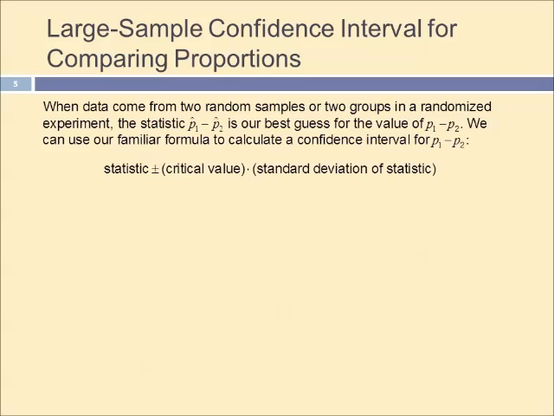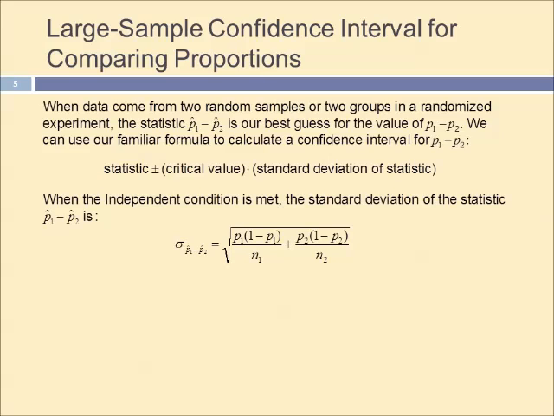So when the data come from two random samples or two groups in a randomized experiment, the statistic P hat 1 minus P hat 2 is our best guess for the value of P1 minus P2. We can use our familiar formula to calculate a confidence interval for the difference between population proportions. That is the statistic, the sample value, plus or minus the critical value times the standard deviation of the statistic.